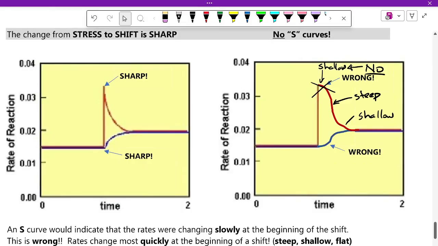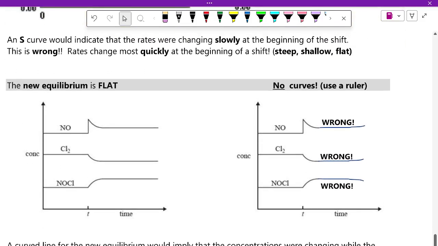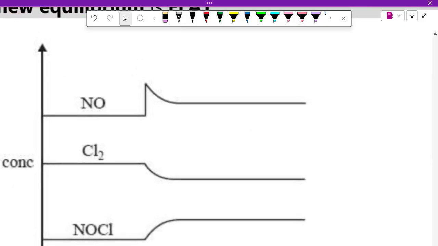Other things that you could do wrong when you are drawing the diagrams. The new equilibrium has to be flat. Flat, flat, flat. Do you guys know what those little ditto marks mean? It means I'm repeating myself.